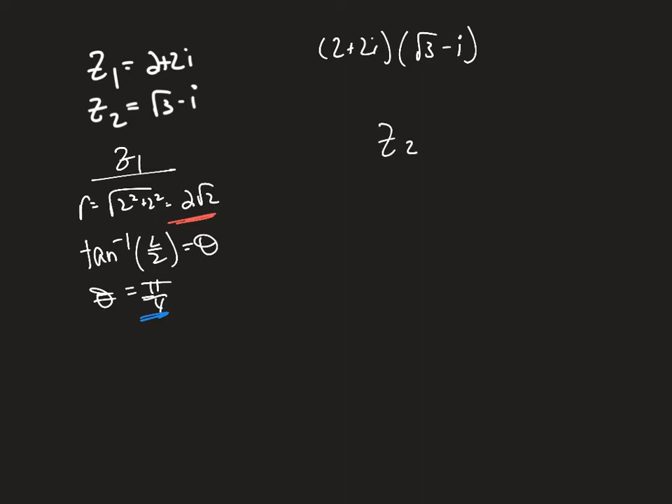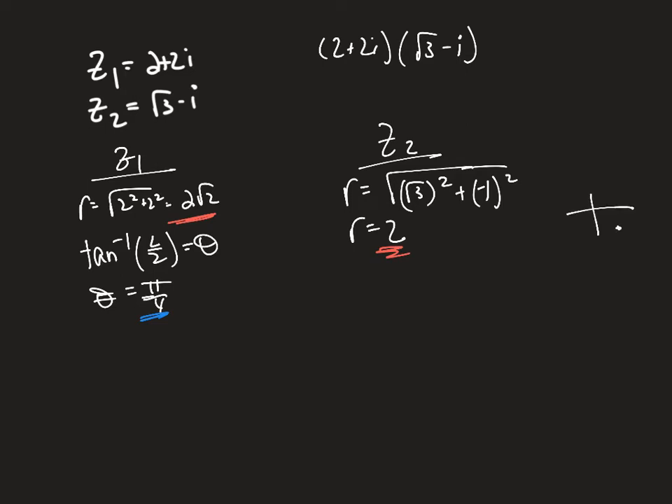For Z2, I'm going to do the same thing. Going to find the R, so R is going to be the square root of 3 squared plus a negative 1 squared, right? And so when I do that, that's 3 plus 1, so R is actually going to equal 2. So there's my R. And then just a quick reminder, when you go to do this, that's going to be down in the fourth quadrant over here, right? And so to find the angle, inverse tangent is going to be the negative 1 over radical 3. Remember, it's b over a.